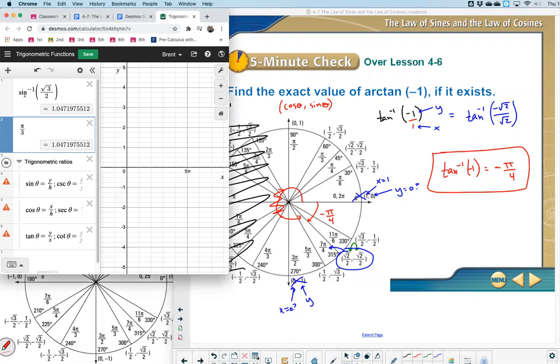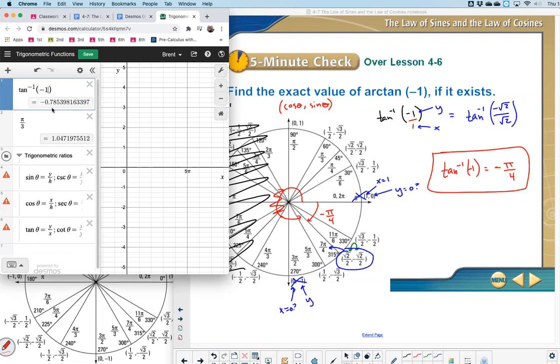So I come over here, I'm going to switch this to tangent, and the value was -1. It gives me this crazy decimal. So we're going to check, is that the same thing as negative pi divided by 4? What do you think? Do my decimals seem to match up? You bet. That's the correct solution.